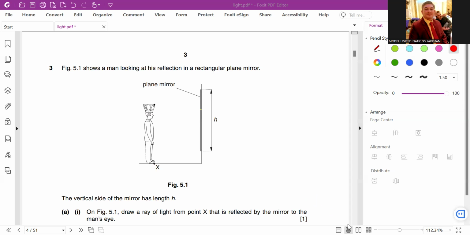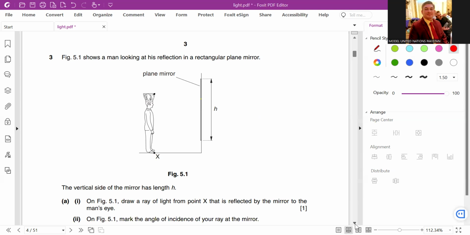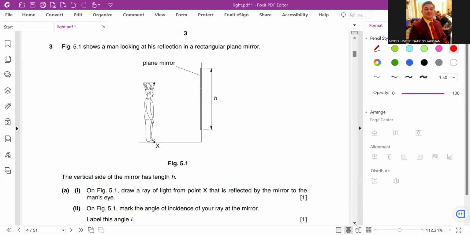The figure shows a man looking at his reflection in a rectangular plane mirror. The vertical side of the mirror has a length h. On the figure, draw a ray of light from point X that is reflected by the mirror to the man's eye. On the figure, mark the angle of incidence on your ray diagram.